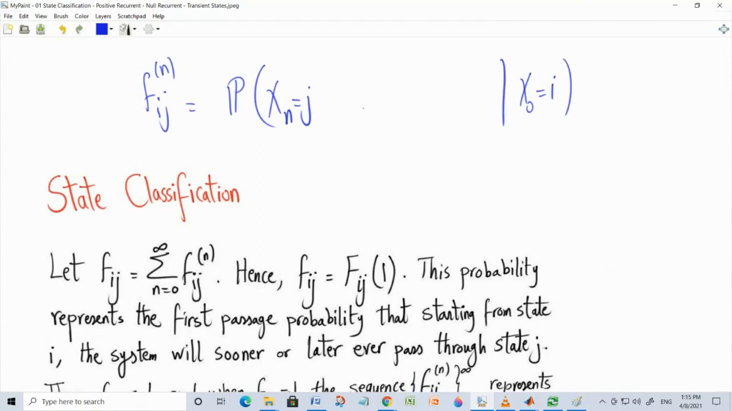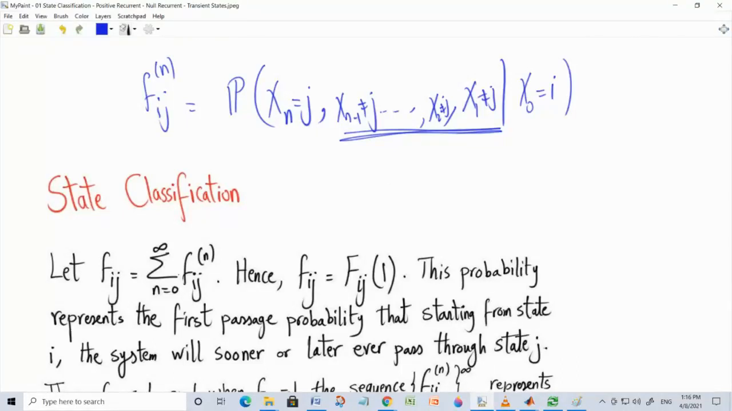Okay, if you just have the p probability, but to be a first passage probability, then basically we need those extra conditions that x1 is not equal to j, x2 is not equal to j, up to xn minus 1 is not equal to j, which means that this is the transition probability from i to j such that the chain enters into state j for the first time after n steps. So there is basically no visit to j at time instances 1 up to n minus 1.